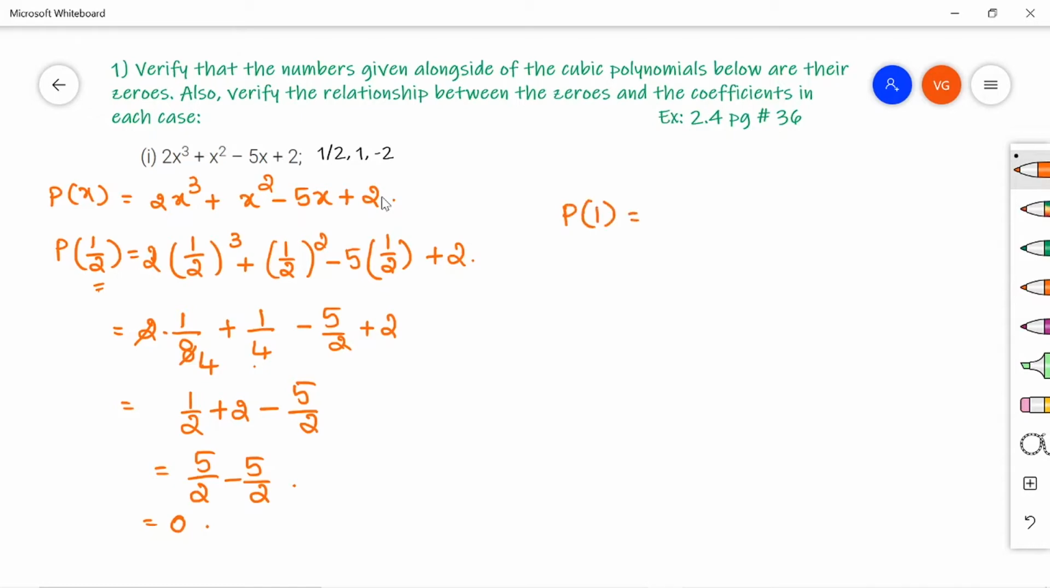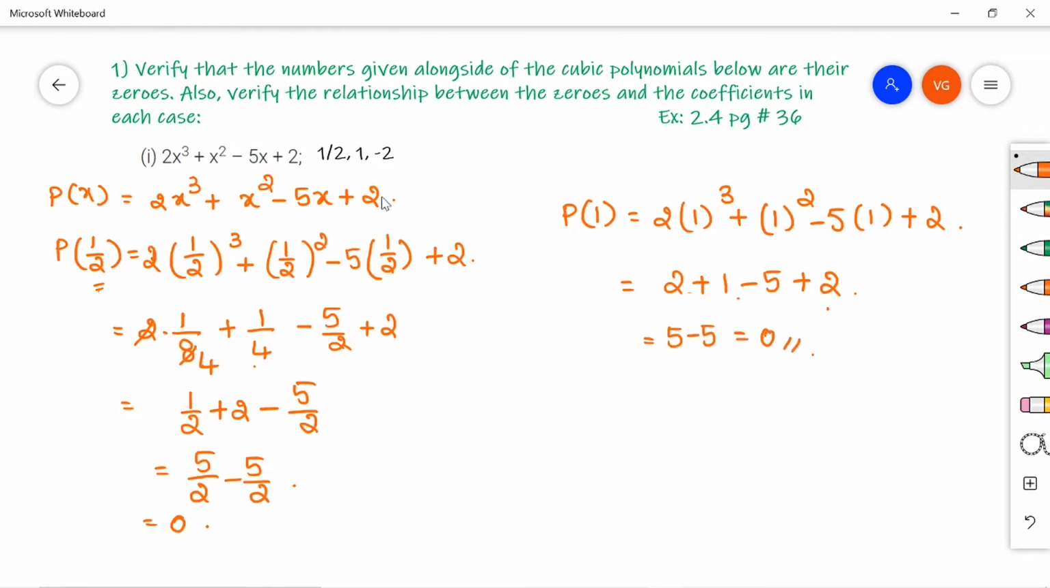Wherever x is there in the given polynomial, write 1 here. So 2 into 1 whole cube plus 1 whole square minus 5 into 1 plus 2. So this will be 2 plus 1 minus 5 plus 2. 2 plus 1, 3, 3 plus 2, 5, 5 minus 5, 0. So again, 1 is also the zero of the given cubic polynomial. Next is minus 2. Let us verify.